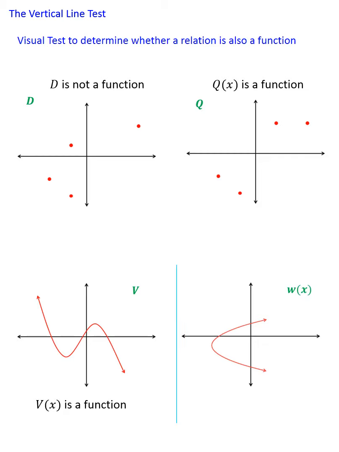And for W, same question. As I run this vertical line across the graph of W, is there ever an instant at which it intersects W twice or more? And the answer is yes. Notice again, right here, for example. In fact, there are infinitely many places where a vertical line would intersect W twice or more, twice in this case, and therefore W is not a function.